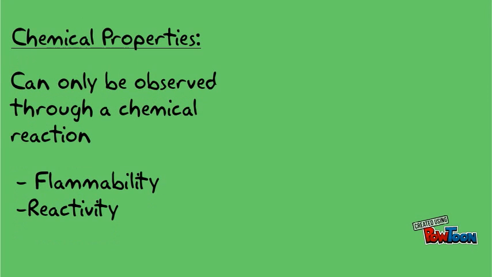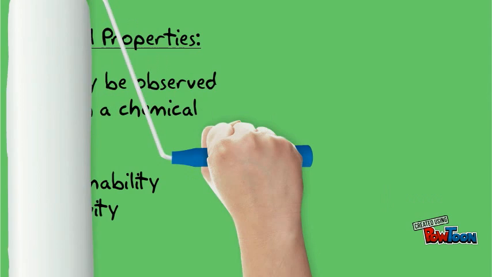Chemical properties can only be observed through chemical reactions. Examples of chemical properties would include reactivity and flammability. Properties of matter can also be classified as intensive or extensive.